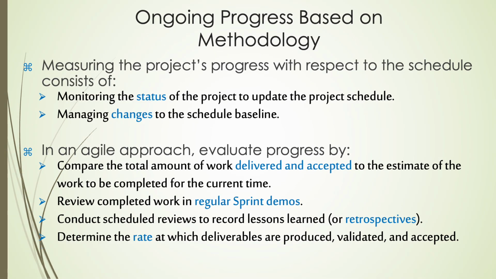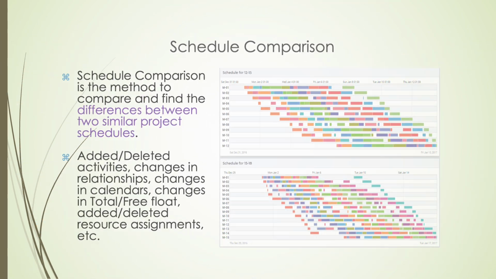Measuring progress in a traditional project involves continuously monitoring task completion against the schedule baseline, updating the timeline with actual data, and formally managing any changes to the approved plan to ensure the project remains on track. In an agile approach, progress is evaluated by reviewing working deliverables in sprint demos, comparing completed story points to the sprint goal, measuring the team's velocity, and holding retrospectives to adapt processes for future iterations.